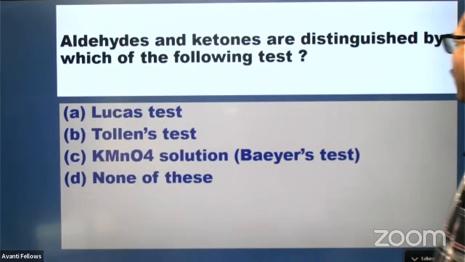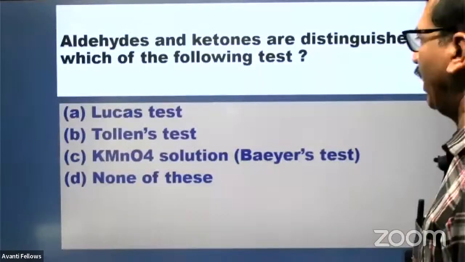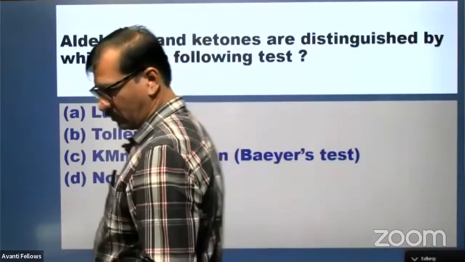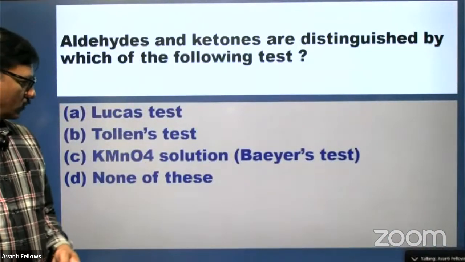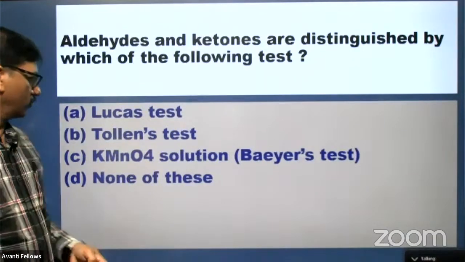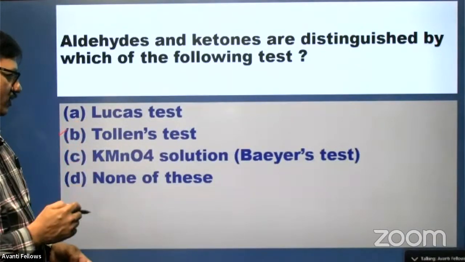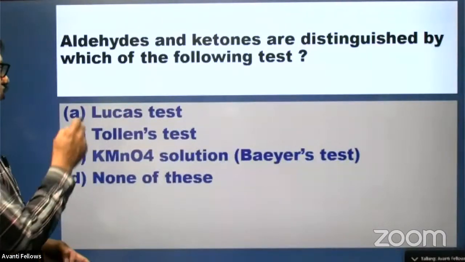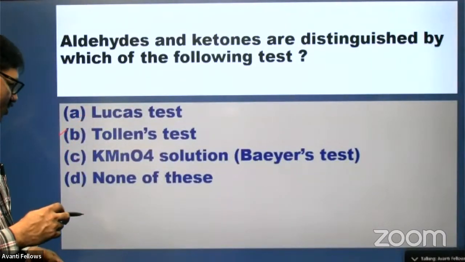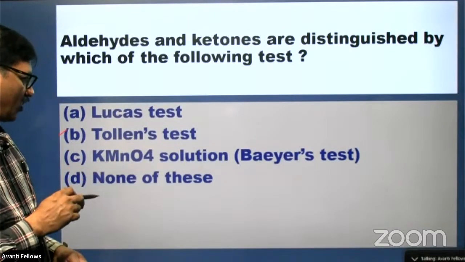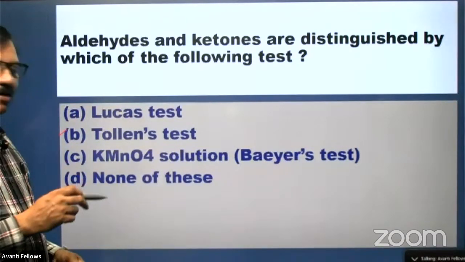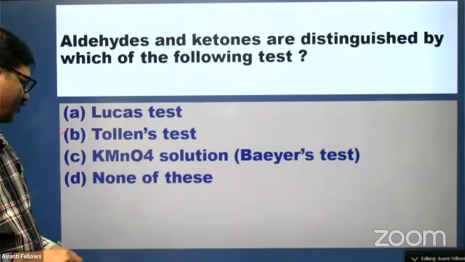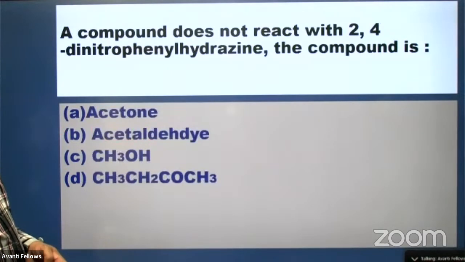Aldehydes and ketones are distinguished by, B, sir, Tollens test. Lucas test is for primary, secondary and tertiary alcohols, KMnO4 solution and Baeyer's test are for finding out unsaturation. Therefore, this is Tollens test.